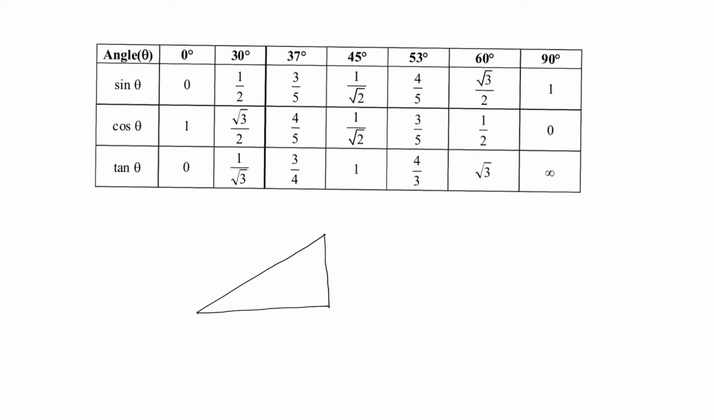Like if you are considering a right angle triangle with sides, let's say one side is 3 and the length of this side is 4. So according to Pythagoras theorem, we can say that this side will be equal to 5. For this triangle, this angle will be equal to 37 degree and this angle will be approximately equal to 53 degree. And we know that this angle should be equal to 90.